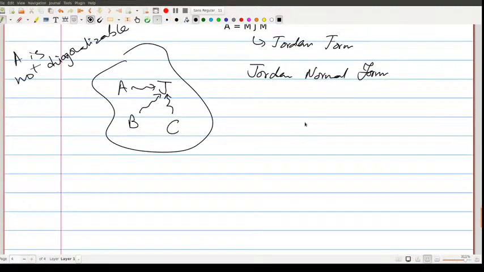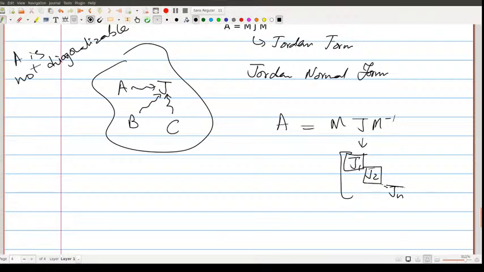So this is something that you can do. If you have A, I can write it as M, J, M inverse, where J is just some matrix which has Jordan blocks, J1, J2. And remember, these are not just one number, these are block matrices. And actually, let me just put that as Ji, where i ranges up to the number of independent eigenvectors. Okay.